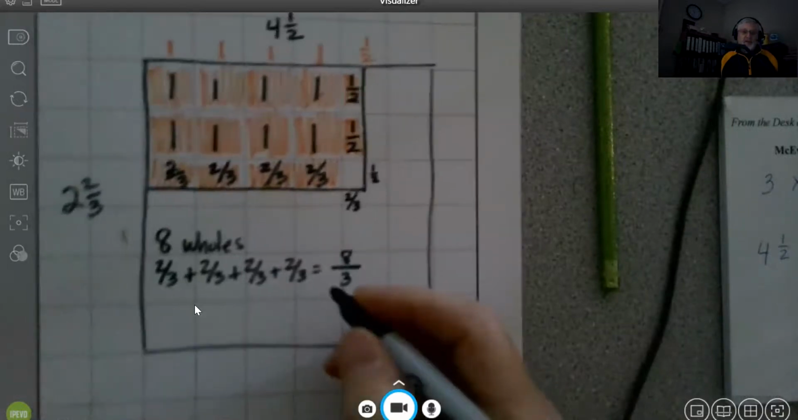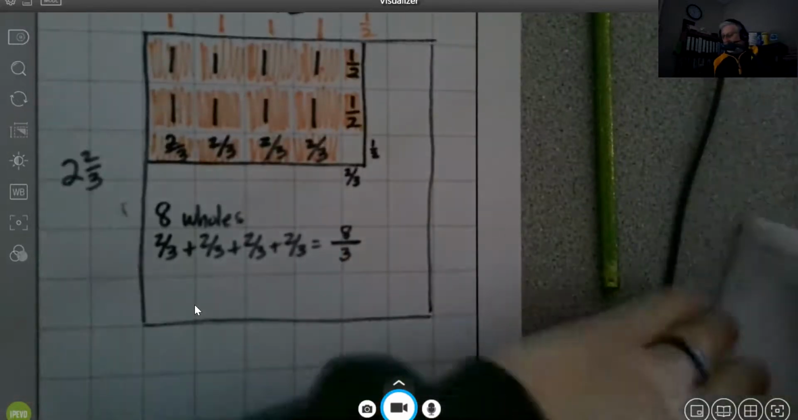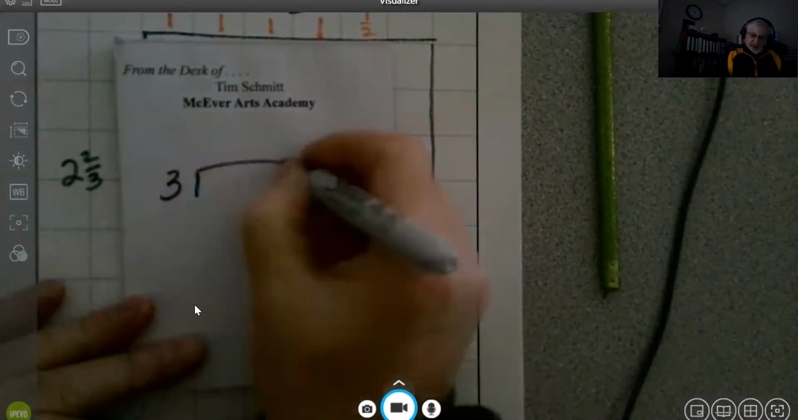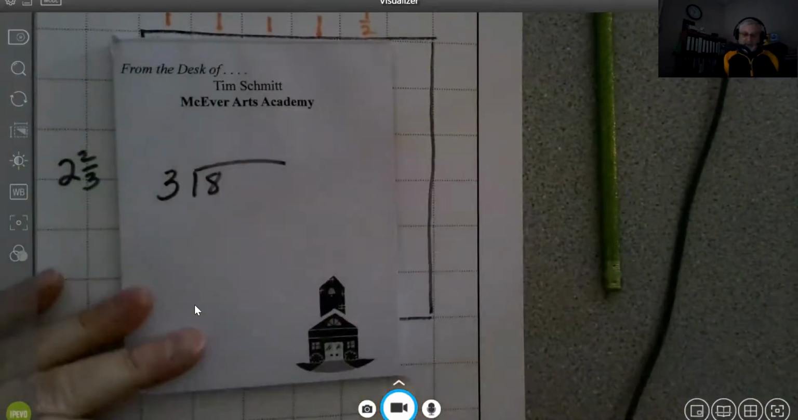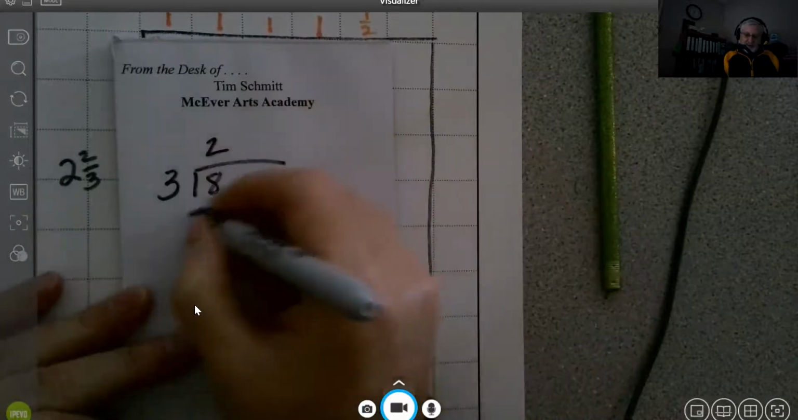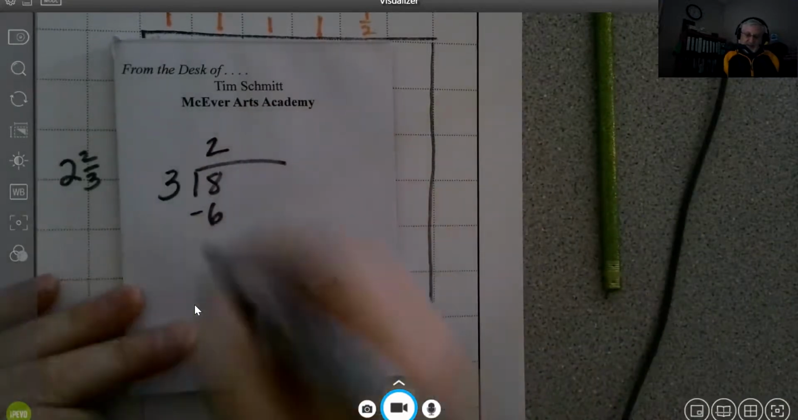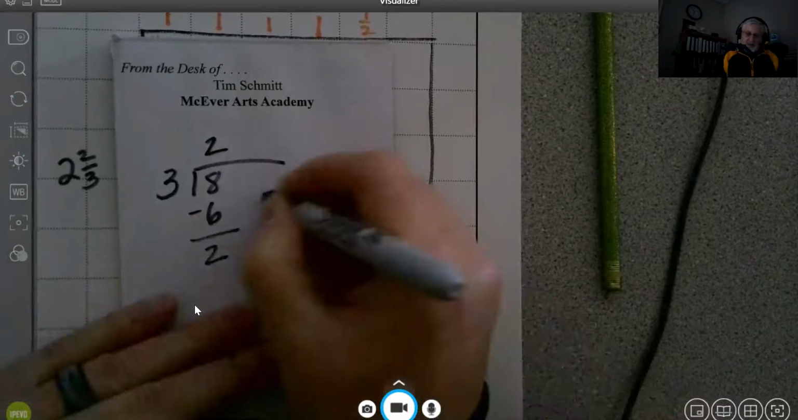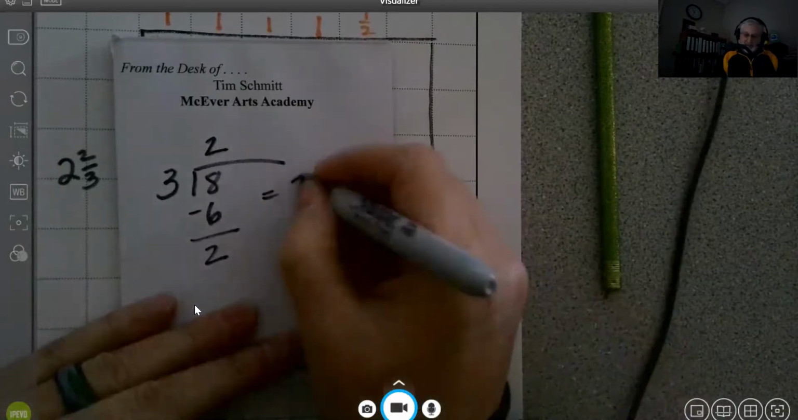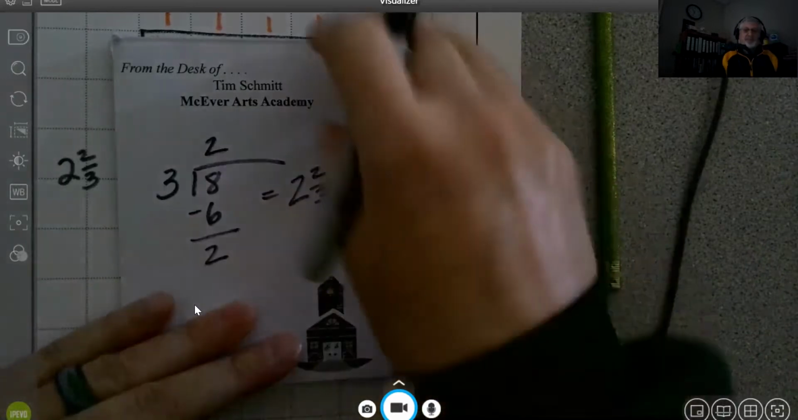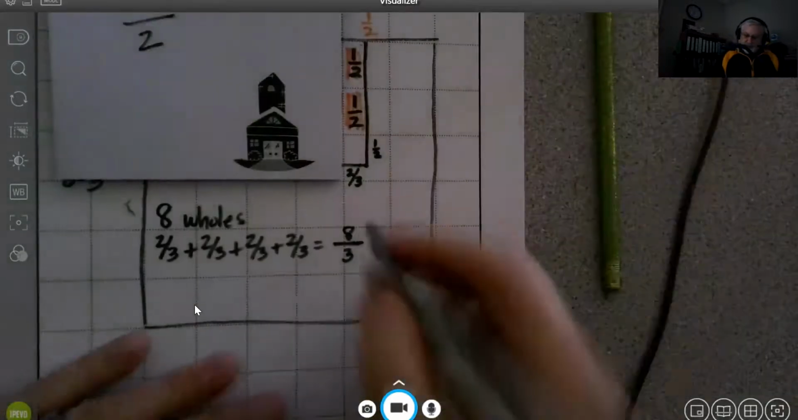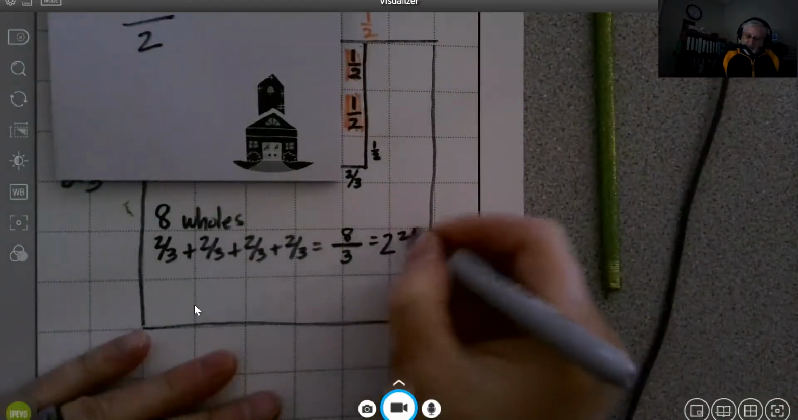Okay. Well, again, I want to figure out, and I can do this on another piece of paper, 3 divided into 8. Well, I can do it twice. And 3 times 2 is 6. So I have 2 left over. So 8/3 is 2 2/3. Okay. So I know that that's 2 2/3.